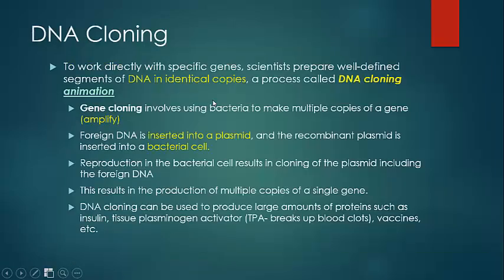Once a gene has been isolated using a restriction enzyme, we often need to make copies of that gene. Copies are created using a process called DNA cloning or gene cloning. Gene cloning is used to make multiple copies of a gene. We call this amplifying a gene or amplifying the DNA. The foreign DNA is going to be inserted into a plasmid, and that recombinant plasmid is then going to be inserted into a bacterial cell.